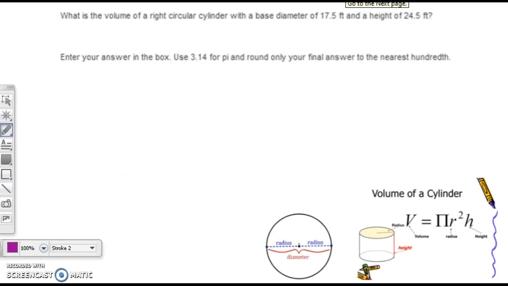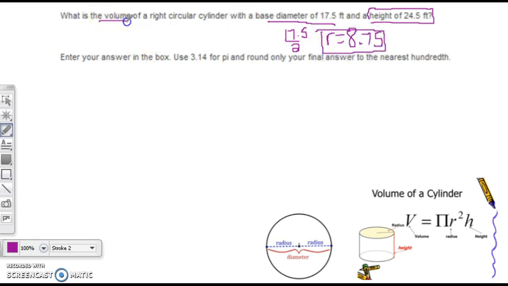All right, what is the volume of a right circular cylinder with a base diameter of 17.5 and a height of 24.5? So again, we're dealing with diameter and we need radius. So we're going to take 17.5 and divide that by 2 to turn that into a radius. So my radius here is going to be 8.75. And then my height is going to be 24.5. I'm going to need both of those pieces.